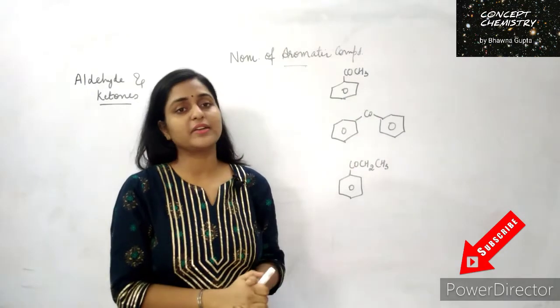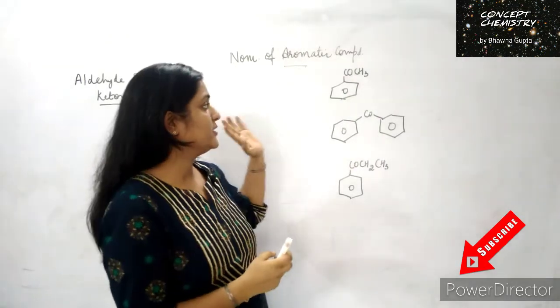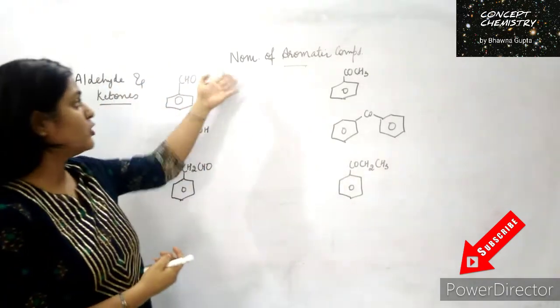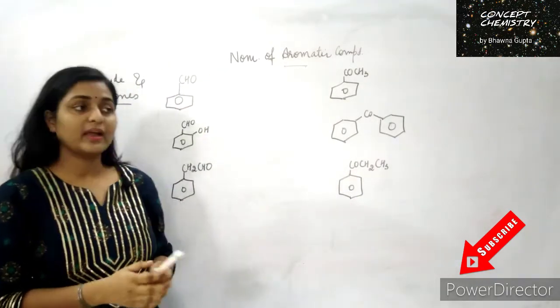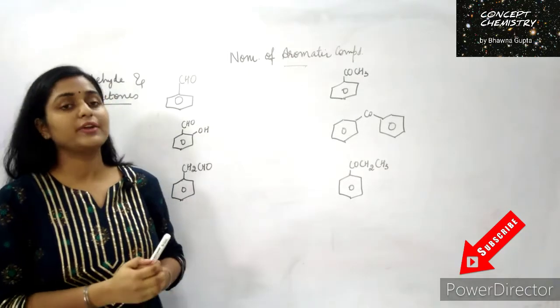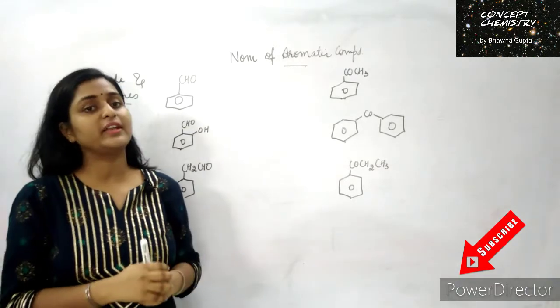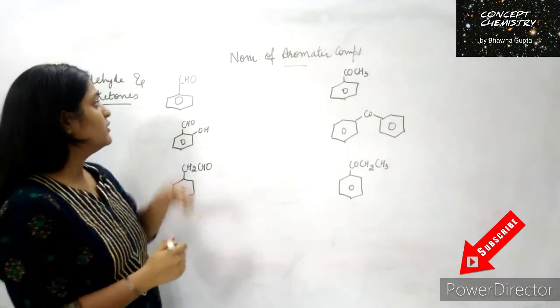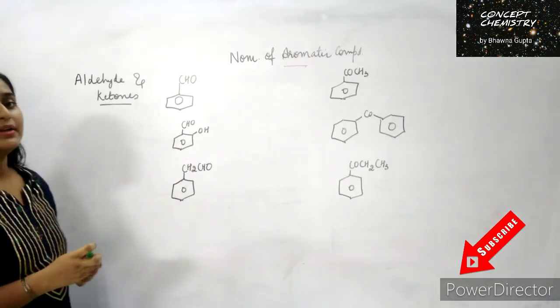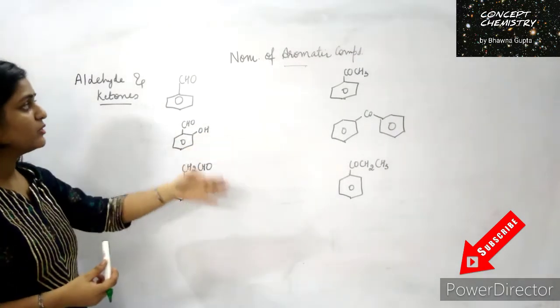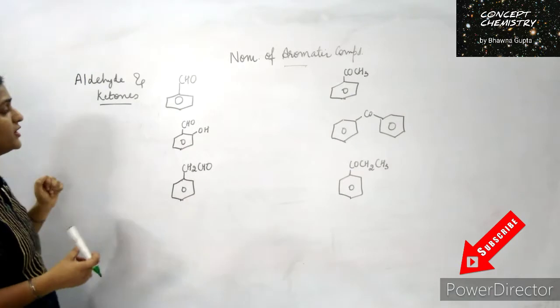As you know, we have started an organic series, and in the previous lecture we started the nomenclature of aromatic compounds, and we had covered hydrocarbons, hydroxy derivatives, halogen derivatives and ethers. Now we'll start with the aldehydes and ketones. These are some of the derivatives of aldehyde and ketone.